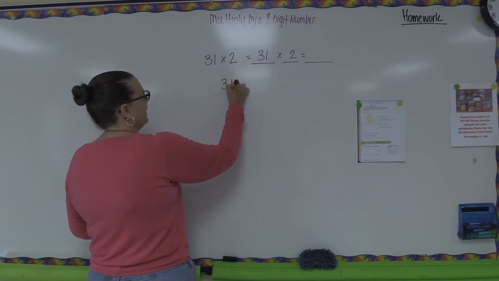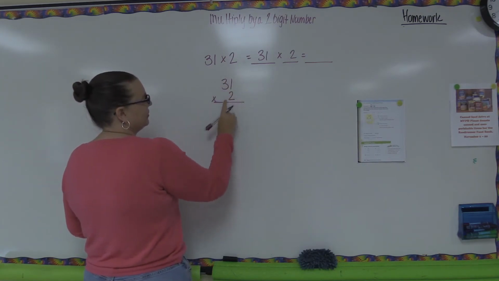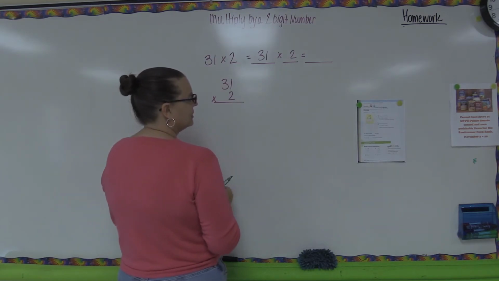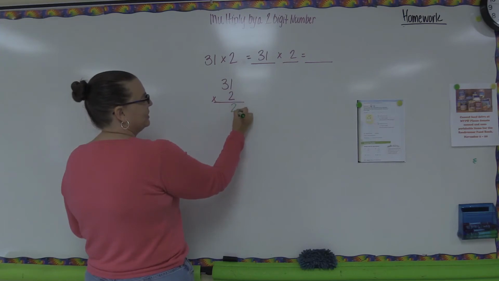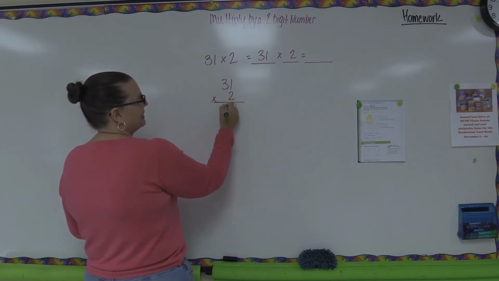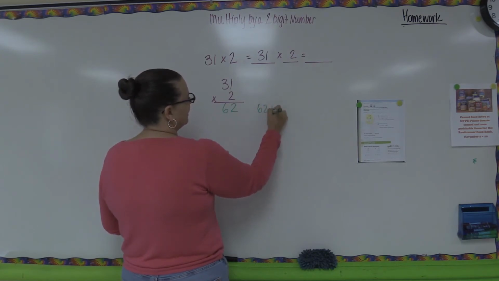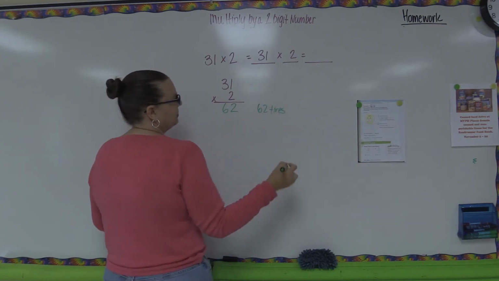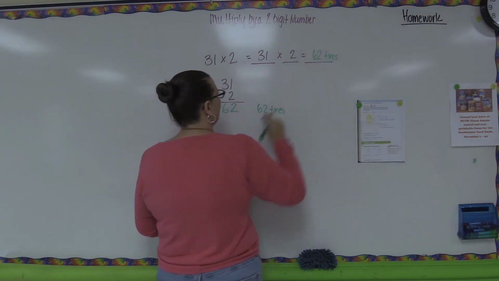Now again, we've gone back to old school math where we are lining up those numbers. You always line up the 1s first, and that's where you're going to start. So you're basically multiplying the 1s. 2 times 1 is 2. 2 times 3 is 6. So he needs a total of 62 tires to be able to put those bikes together. So we can add in what we've found.